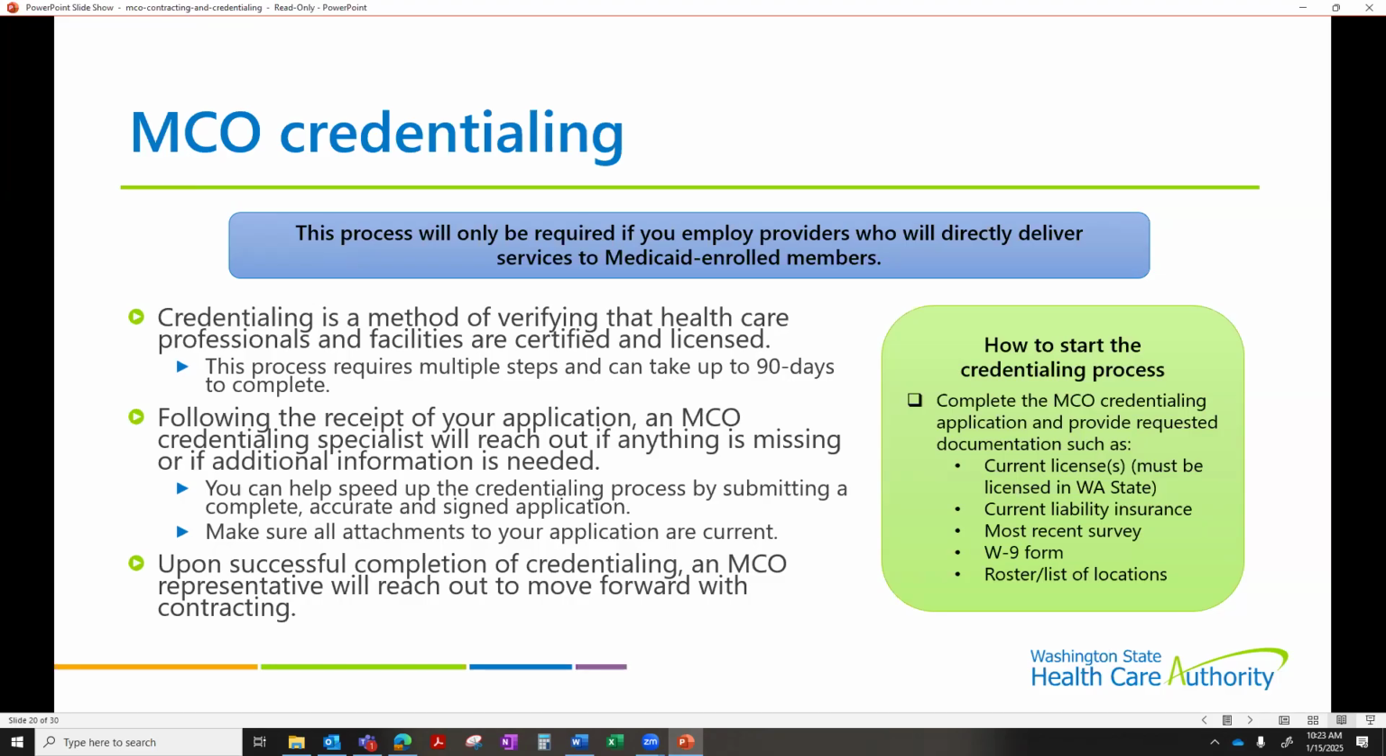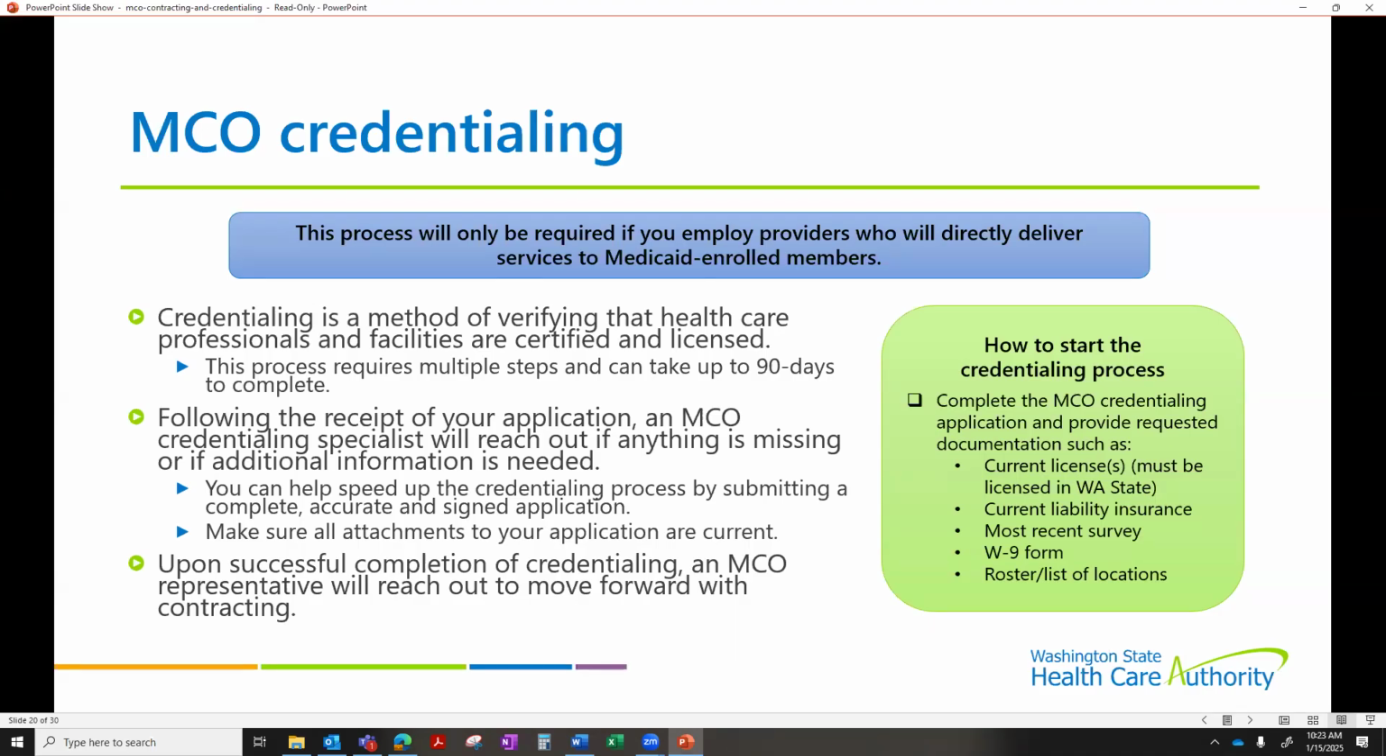Following the receipt of your application, an MCO credentialing specialist will reach out to let you know if anything is missing or if additional information is needed. And you can speed up this process if you submit a complete, accurate, and signed application the first time. Make sure that you attach all relevant documents to your application and that they are also current. Upon successful completion of the credentialing, an MCO will then reach out to move forward with the contracting portion. So credentialing comes first, and then you move on to the contracting portion after the fact.